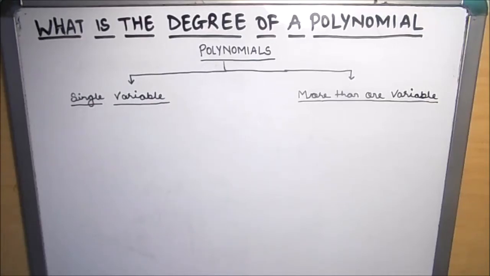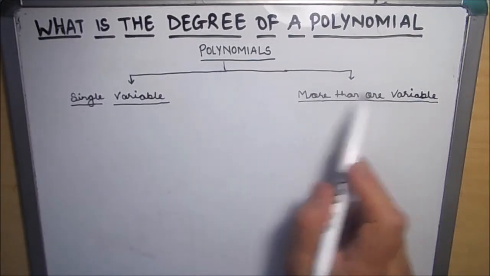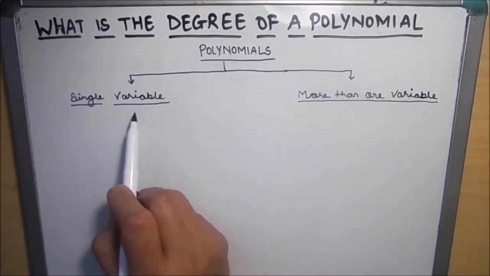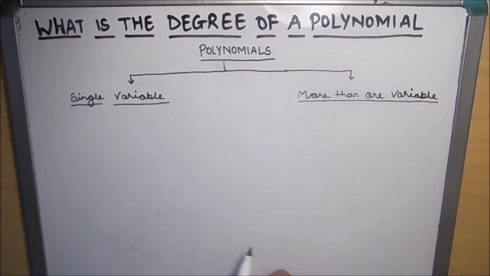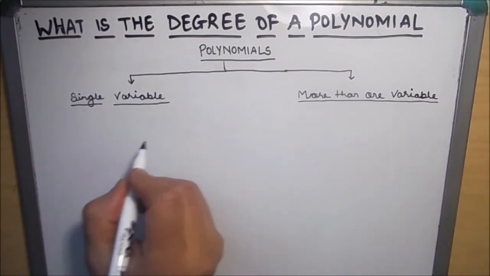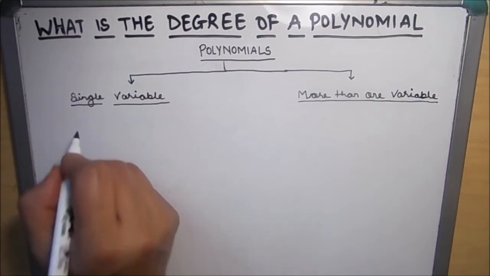Hello everyone, in this video we are going to learn what is the degree of a polynomial. Before we start that, we need to know a few things about a polynomial. Polynomials are of two types. One is a single variable polynomial and the other one is the more than one variable polynomial. So let's have examples of these to clarify this thing.